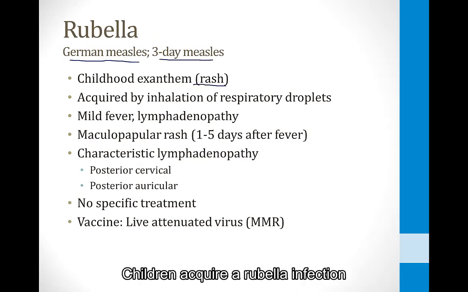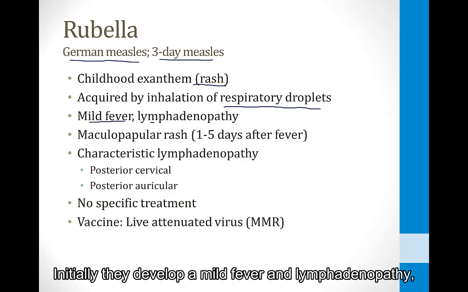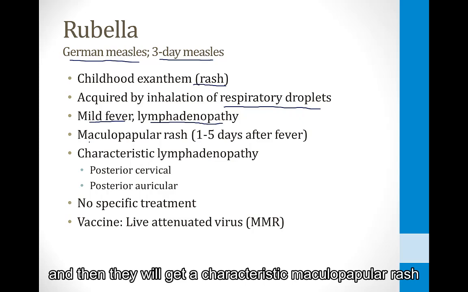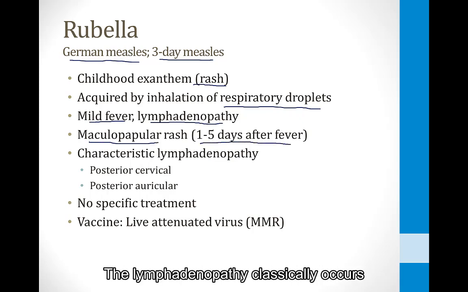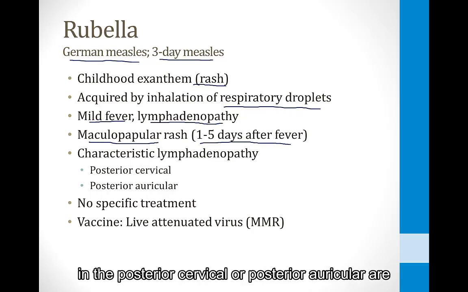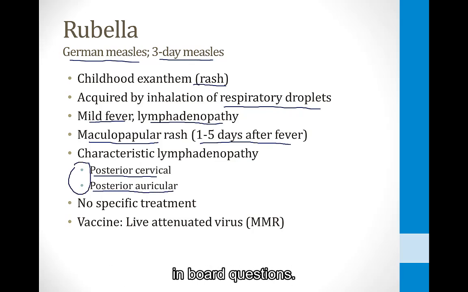Children acquire a rubella infection by inhaling respiratory droplets from other children who are infected. Initially, they develop a mild fever and lymphadenopathy, and then they will get a characteristic maculopapular rash about 1 to 5 days after the fever. The lymphadenopathy classically occurs in the posterior cervical or posterior auricular area of the body, and you should remember this so that you can recognize it in board questions.